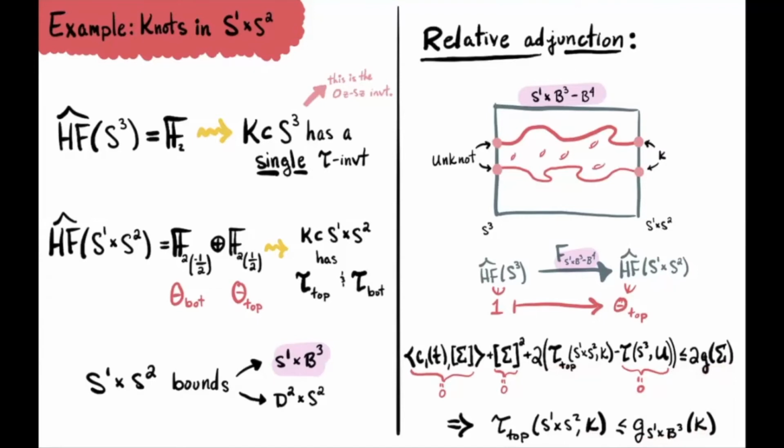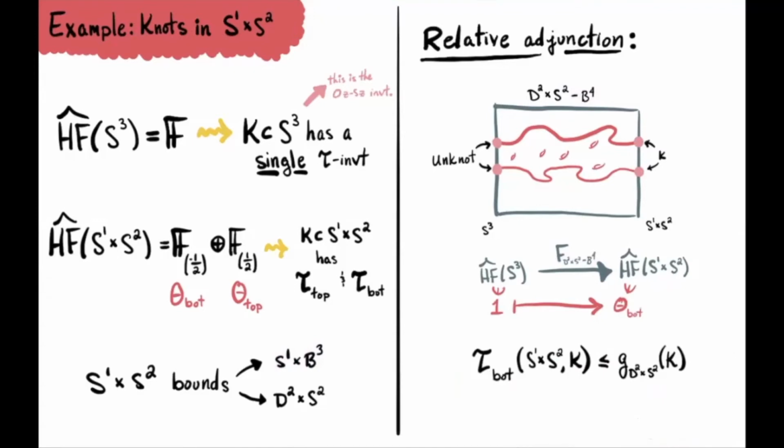All right. On the other hand, if we look at this 4-manifold instead, D2 cross S2, and we go ahead and remove a 4-ball like we did before, then we can play the same game. It turns out, however, that this 4-manifold induces a different map on Floer homology, and in this case, the map sends a generator of S3 to theta bottom. Okay, so now we get that tau bottom of K is a lower bound for the D2 cross S2 genus of K. And let's see how this plays out for a specific knot.